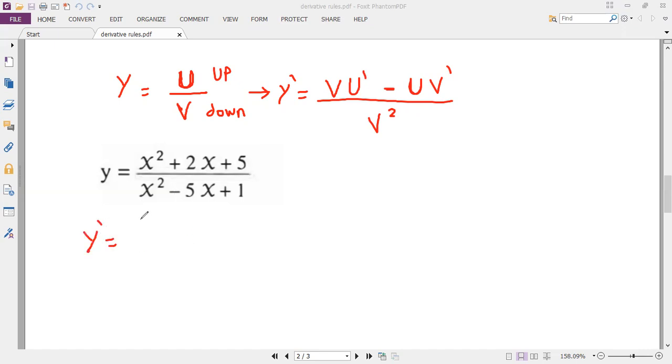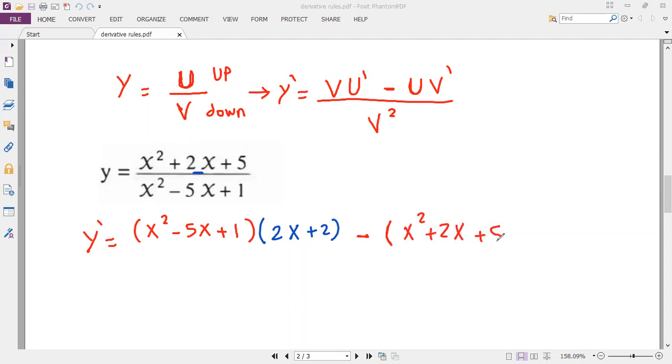So write the denominator as it is, x squared minus 5x plus 1. That is the denominator multiplied by the derivative of the numerator. What is the derivative of the numerator in this case? It's going to be 2x. The derivative of x squared is 2x, and the derivative of 2x is 2. Minus up, right here, the numerator, sorry, x squared plus 2x plus 5, multiplied by the derivative of the denominator.